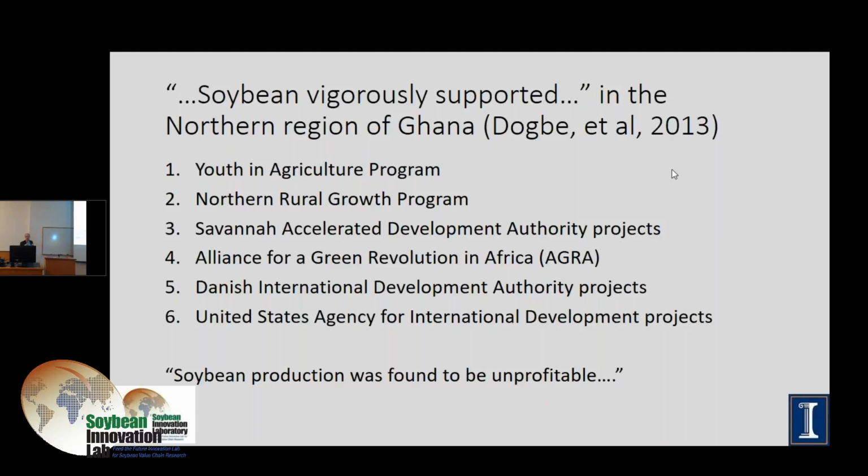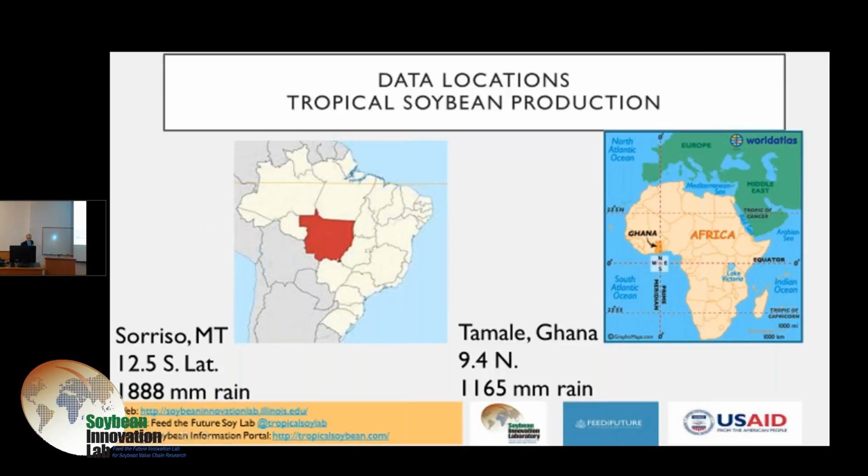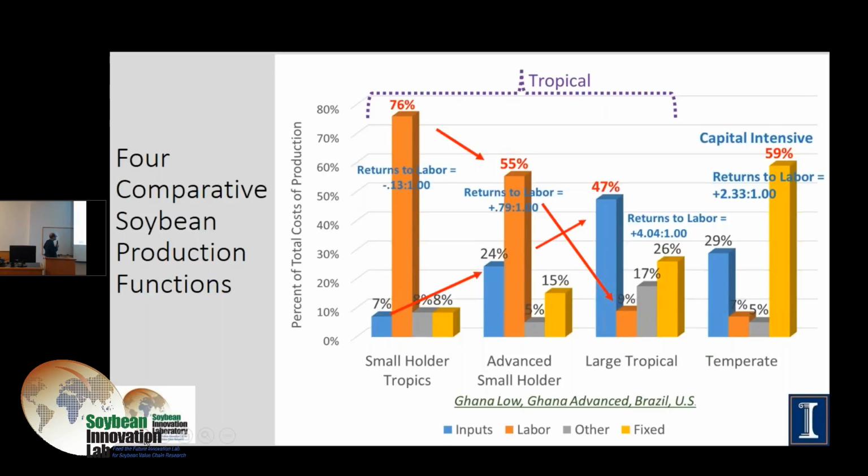We're looking at 2 areas, Ghana, close to the equator, and so is Mato Grosso as well. You know, similar sorts of environments, and we come to this sort of picture. And you have 4 approaches. Production functions to producing a soybean. And what Dobie's writing about is this group over here. Why this is unprofitable. And then we do work in Ghana, this second set of columns, the Mato Grosso experience is the third, and then we look at Illinois on the right.